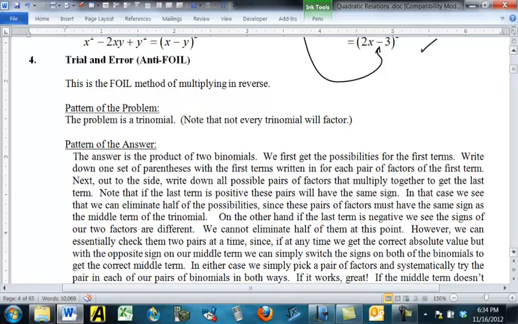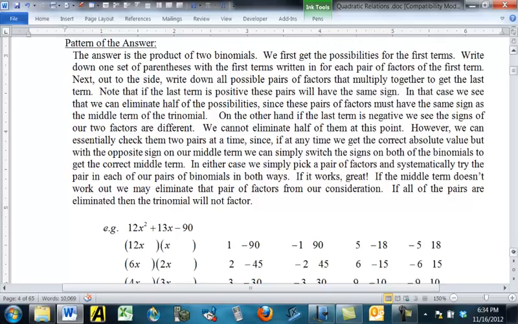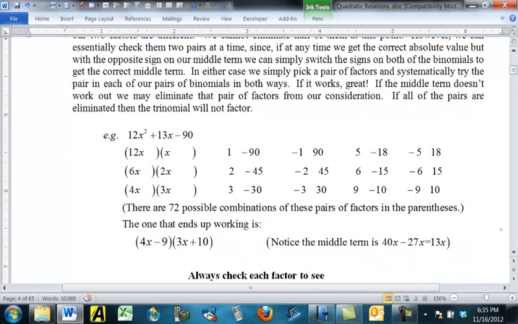Okay? Now, here's the basic idea. You basically get the F to work, and actually the L to work here and the F to work here from FOIL. So remember, the FOIL is first times first has to be 12x squared. So what are our possibilities? We could have 12x times x, 6x times 2x, or 4x times 3x. So we've listed all the possibilities to make the F work of FOIL.